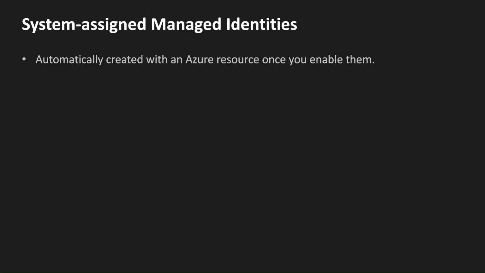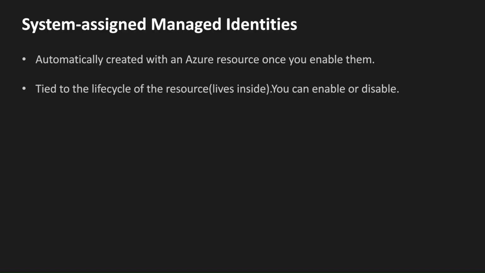So, system assigned managed identities. They are automatically created with an Azure resource once you enable them. So when the resource is created, you can then enable the system assigned managed identity. But you have to enable it, okay? And they are tied to the life cycle of the resource, or you can say the life inside the resource. You can enable or disable them anytime.